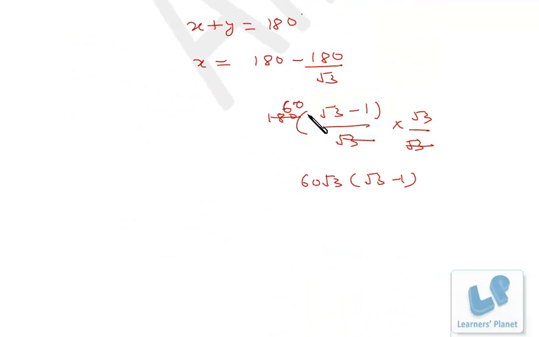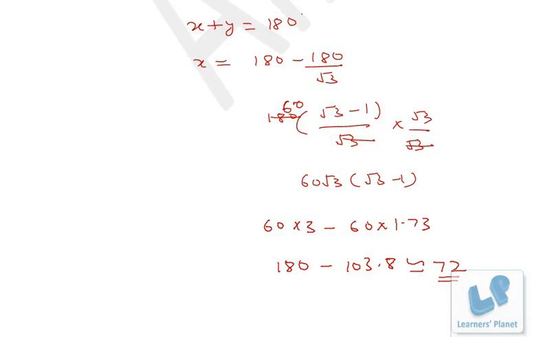Right. If you are asked to solve this, you can definitely solve it. It is 60 root 3 into root 3, that is 60 into 3 minus 60 into 1.73. Okay, this way you can solve it. So that is around 72. I'm sorry, 77. Okay, I hope you are clear. Pretty simple problem.